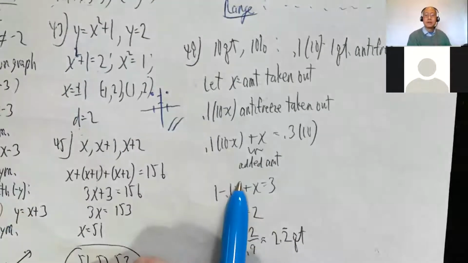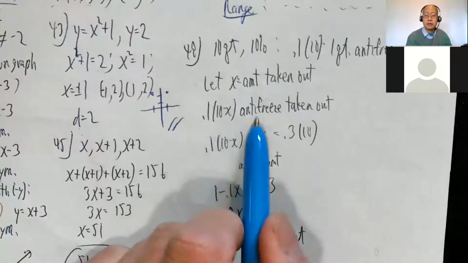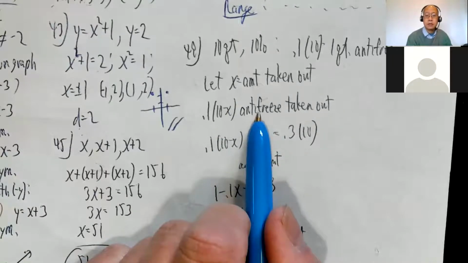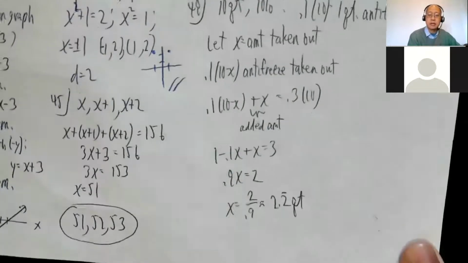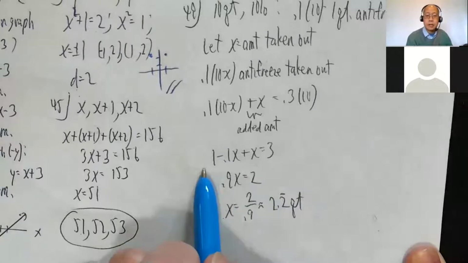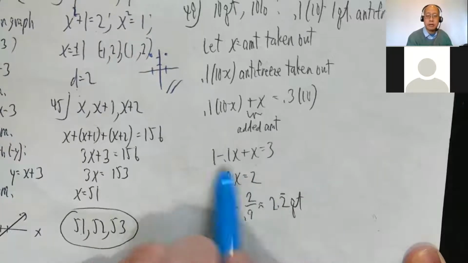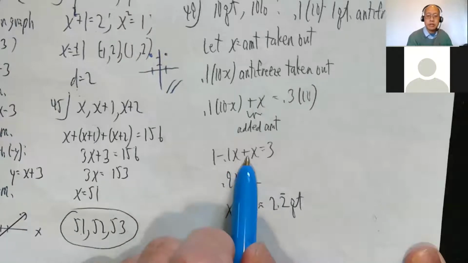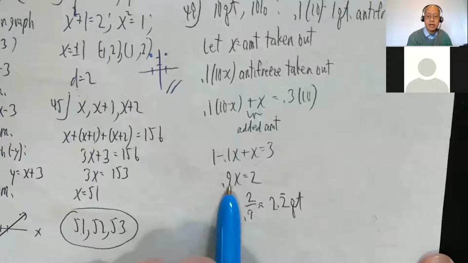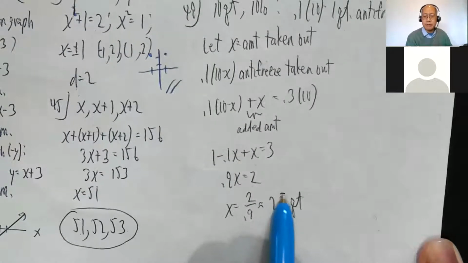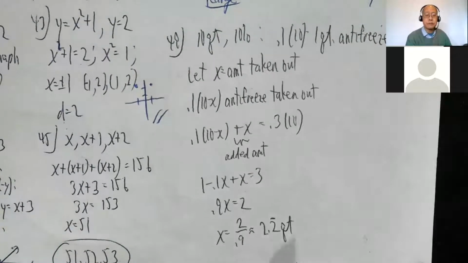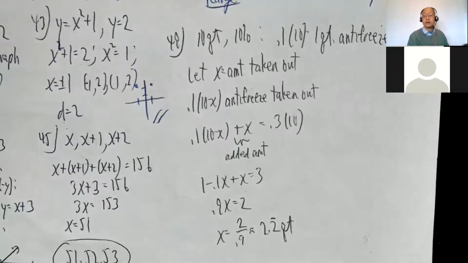So this is my setup. X is the amount taken out. 10% of it is actual antifreeze. So I have 1 minus 0.1x. If I distribute here, 1 minus 0.1x plus x is equal to 3. Subtract 1 on both sides. Negative 0.1x plus 1x is 0.9x. So 0.9x is equal to 3 minus 1, which is 2. Divide both sides by 0.9. So x is 2 divided by 0.9, which is roughly 2.2 quarts, or 2.2 repeating. That bar means repetition. So 2.2 quarts, roughly, for 49. So that's a setup for that one.